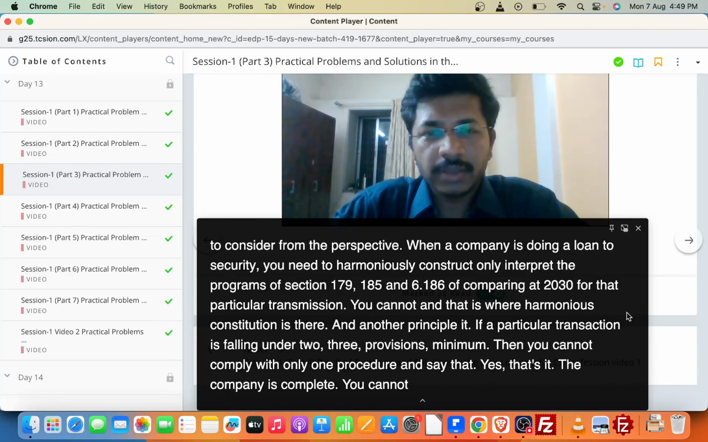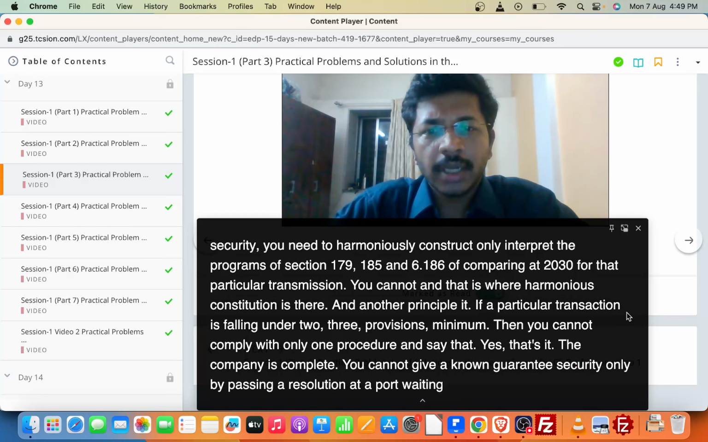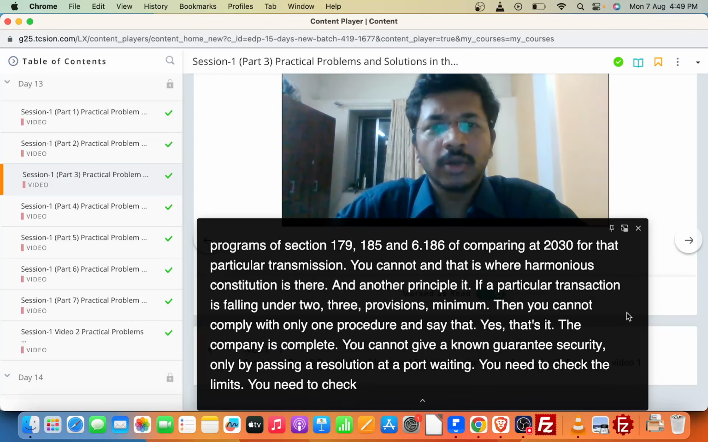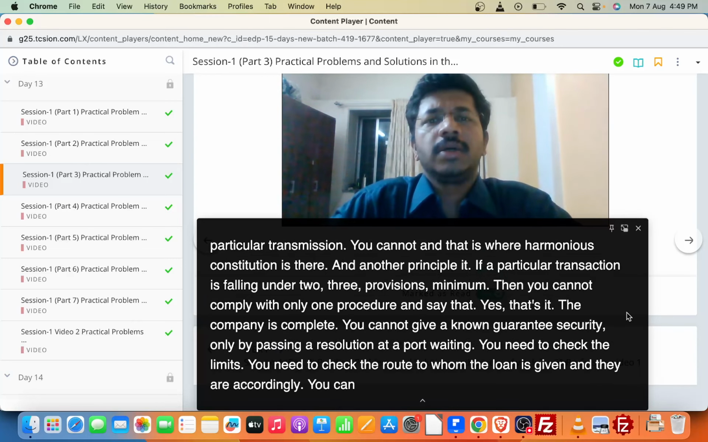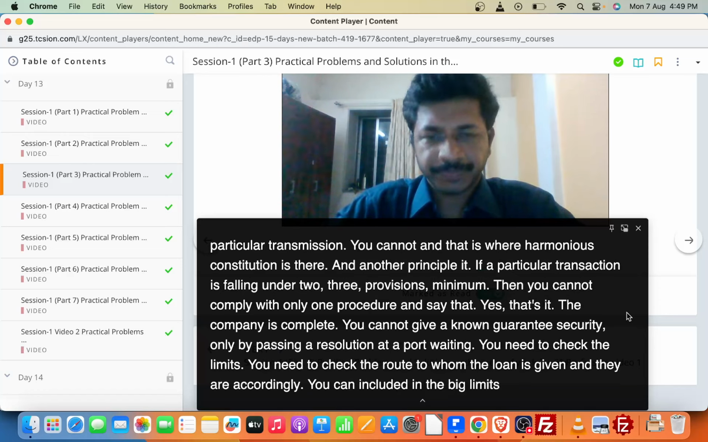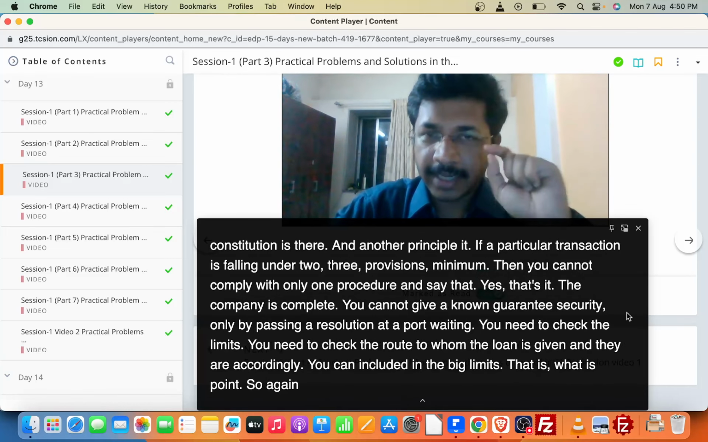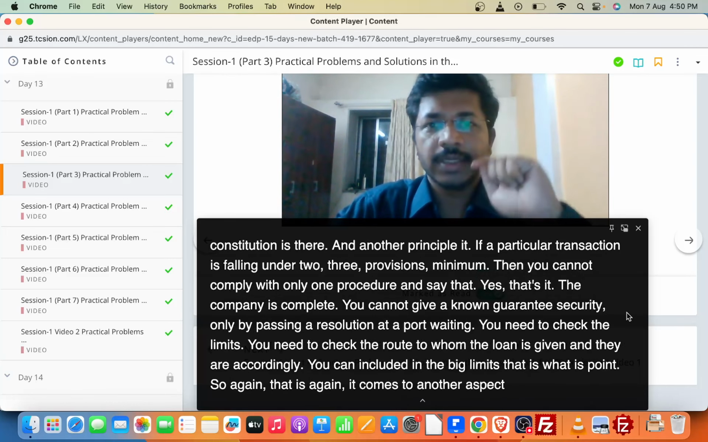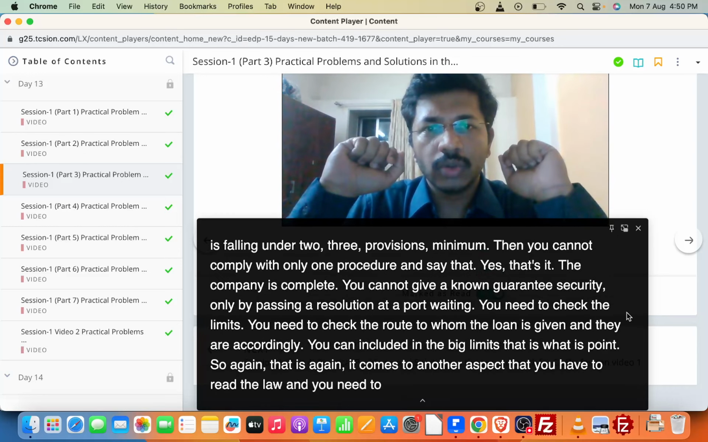You cannot give a loan guarantee security only by passing a resolution at a board meeting. You need to check the limits, you need to check to whom the loan is given, and then accordingly you can include it in the specific limits. So again, it comes to another aspect, that you have to read the law and you need to apply the law.